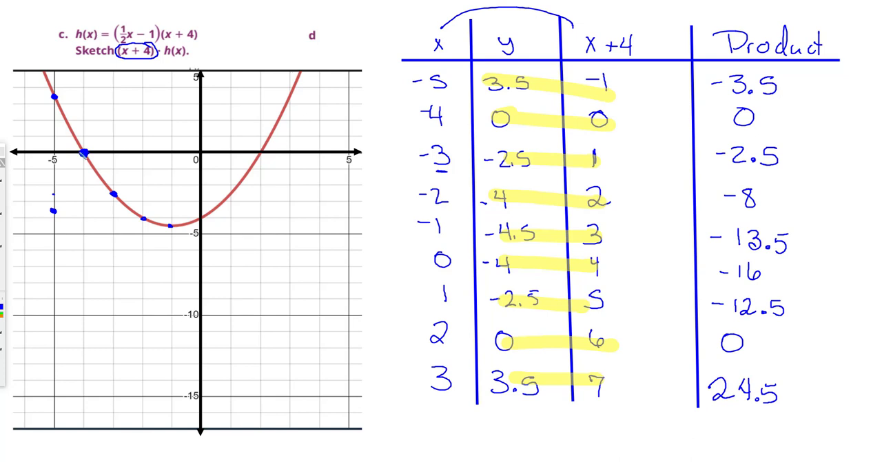And so we came back down, negative 8, negative 13.5, negative 16, negative 12.5, 0, and then this one goes off the chart.